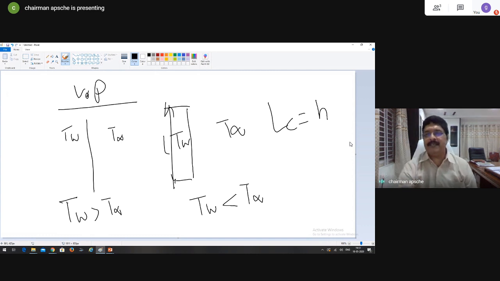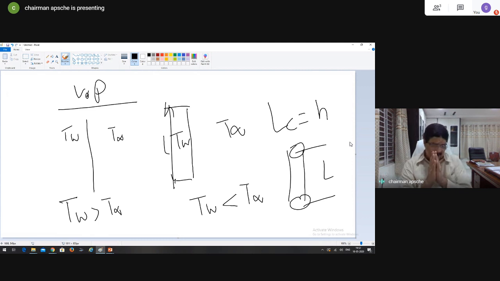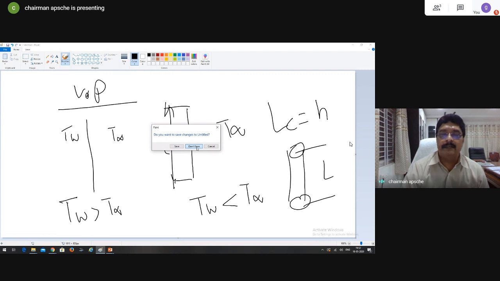If a cylinder is placed vertically, it is the length of the cylinder that is the characteristic dimension. Please remember, for all natural convection, I am talking about natural convection, the vertical plate height will be the characteristic dimension. Now, what will happen here? I think I have drawn too many things here. I once again take a fresh board.